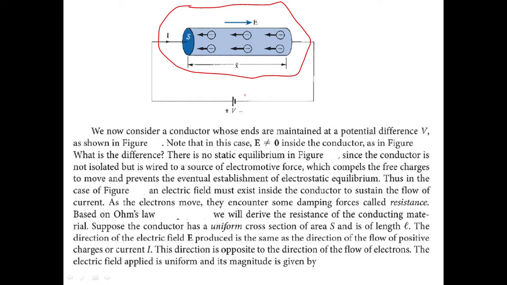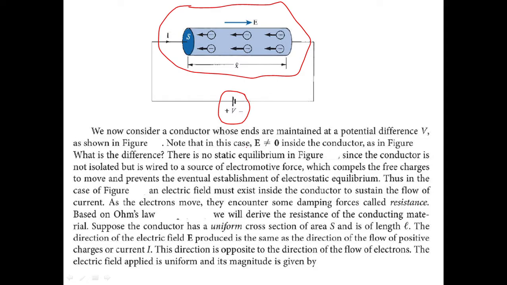Which is always connected to this source, right? Now what happens is, inside this conductor, rho v will not be equal to zero. That is, charge density will not be zero when we apply the electric field to it, right? So we'll see how it is. Now we consider a conductor whose ends are maintained at a potential difference V, as I told you.